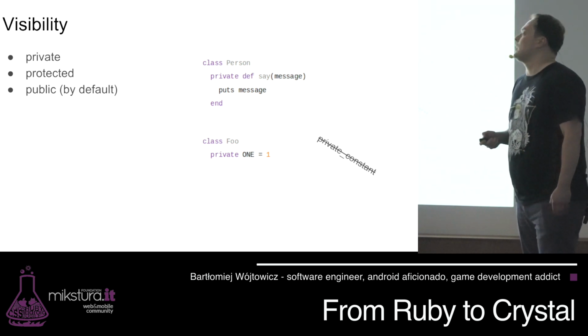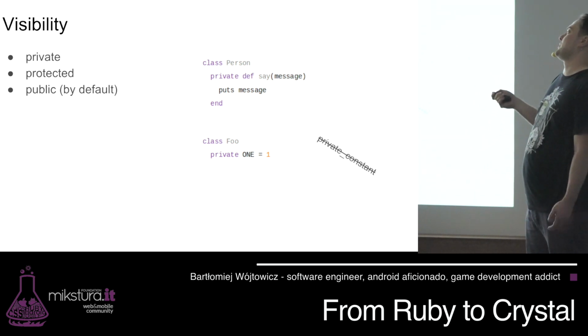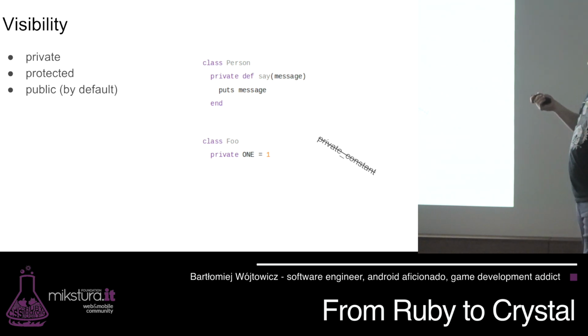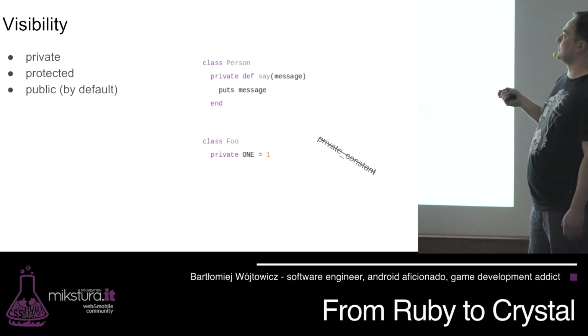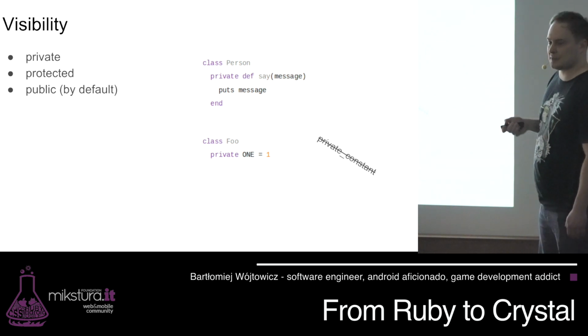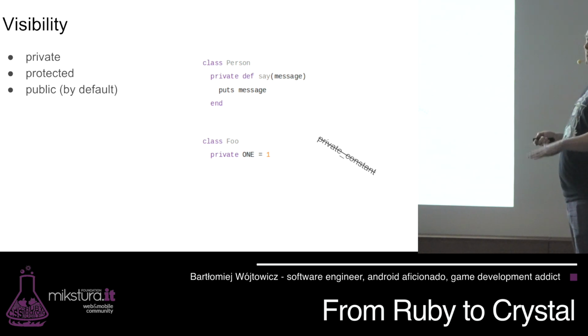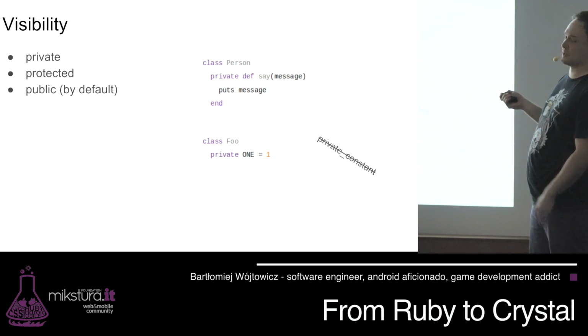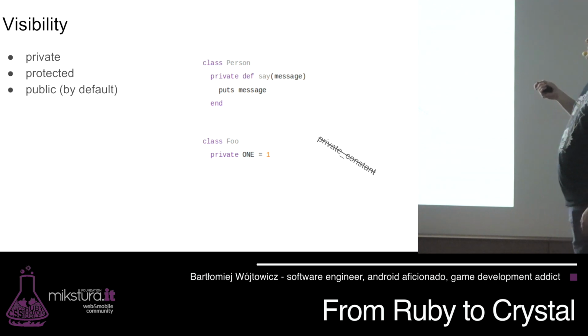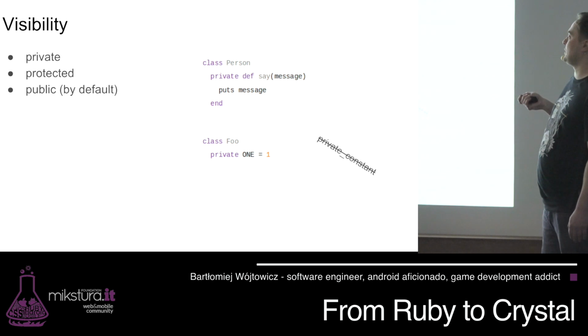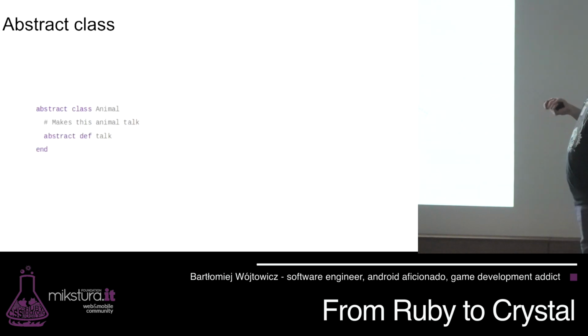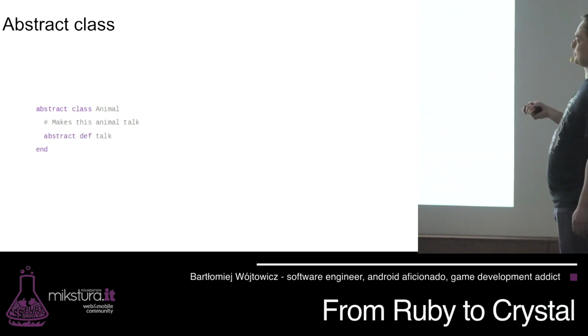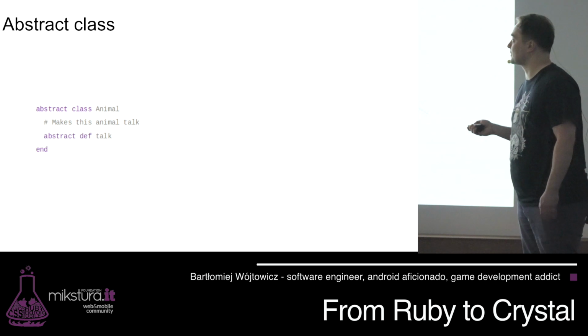Okay, visibility. So in Ruby, basically it's private, protected, and public by default. It's similar to what you have in Ruby, but the difference is that in Ruby you define one keyword private, and everything that is below it is private. Here you need to define it for every method. So that's a thing. And what is better though, is that if you want to make a constant private, you don't have to use private_constant from Ruby, but you can just specify a private modifier in front of a constant.